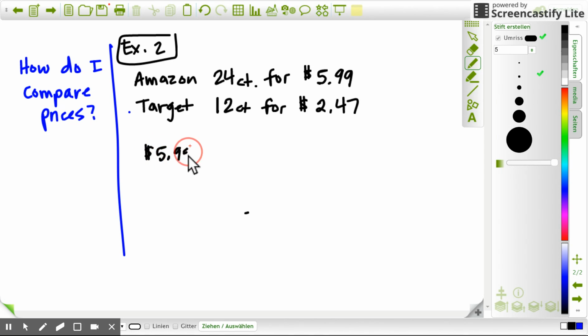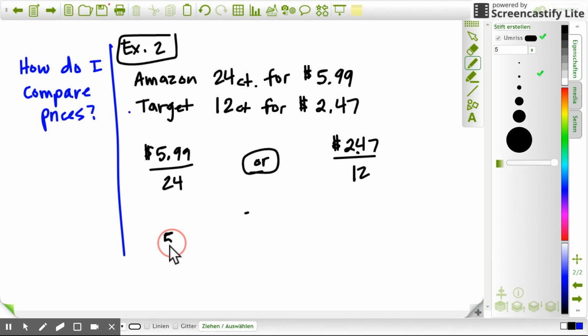Okay, $5.99 for 24. And then over here, I'm going to put $2.47 for 12. Okay, and I want to figure out which one it is. Is it going to be that one or that one? Okay, so $5.99 goes inside the division box, and 24 goes on the outside, and $2.47 goes inside here, and 12. I'm making a video.